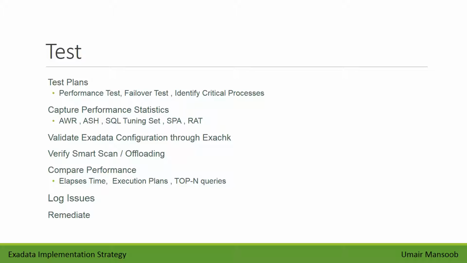You can capture performance stats using tools like AWR reports, ASH reports, SQL Performance Analyzer, and Real Application Testing. Compare captured stats with your baseline, which you captured earlier in your analyze phase. Also validate the Exadata configuration by running Exacheck. Log and remediate any issues you encountered during this phase.